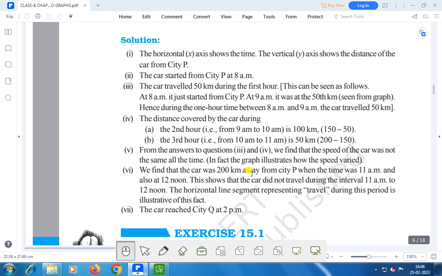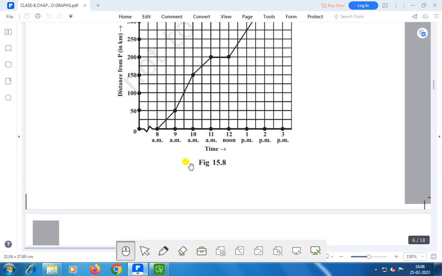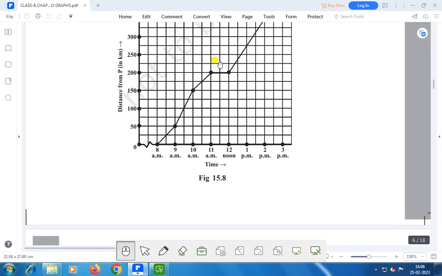We find that the car was 200 km away from city P when the time was 11 a.m. and also at 12 noon. At 12 noon it is 200 km. This is the distance from P in kilometers.